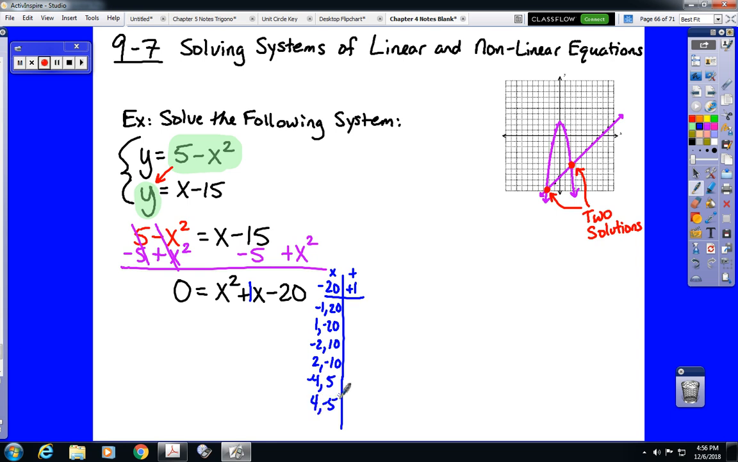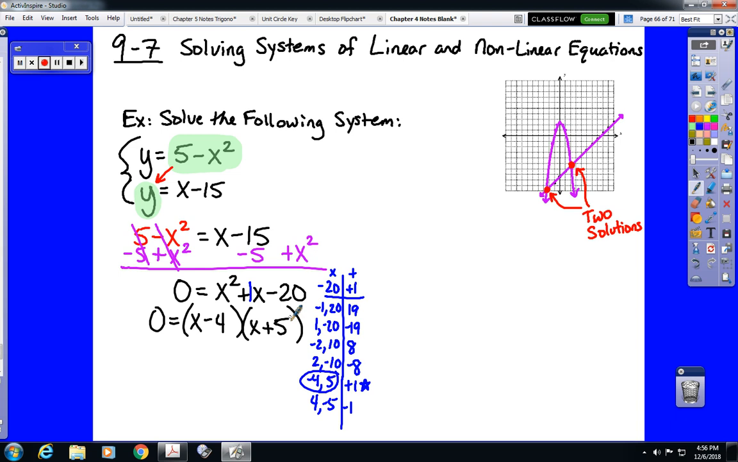We're looking for the one that adds to positive 1. So it's not these two, because they're 19 and negative 19. It's not those two. It's one of these two. So we want the one that adds up to positive 1, which is here. So we want negative 4 and positive 5. This means that this trinomial will factor into two binomials, x minus 4 and x plus 5.